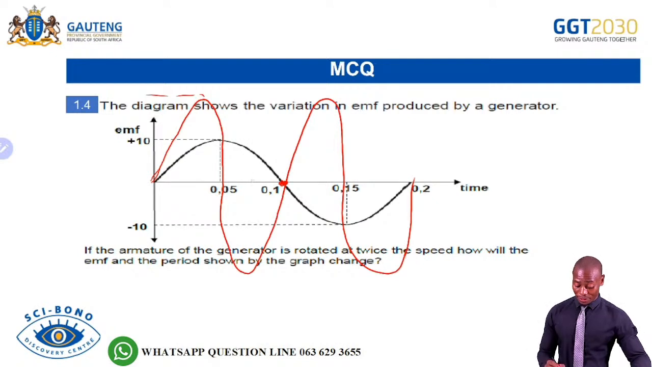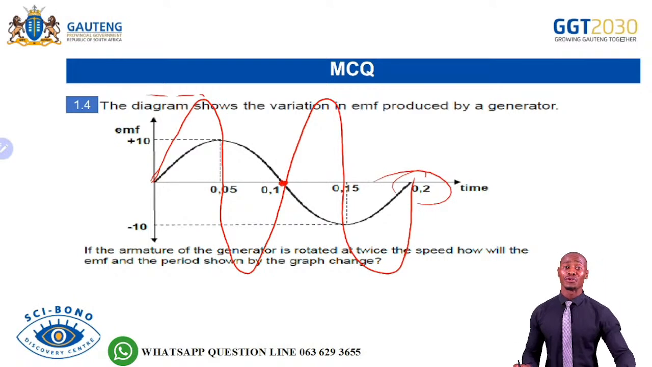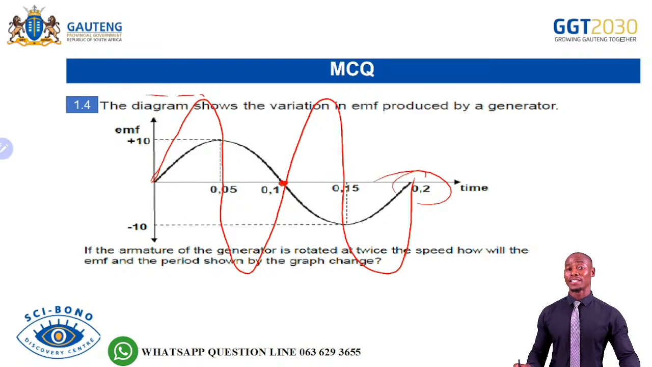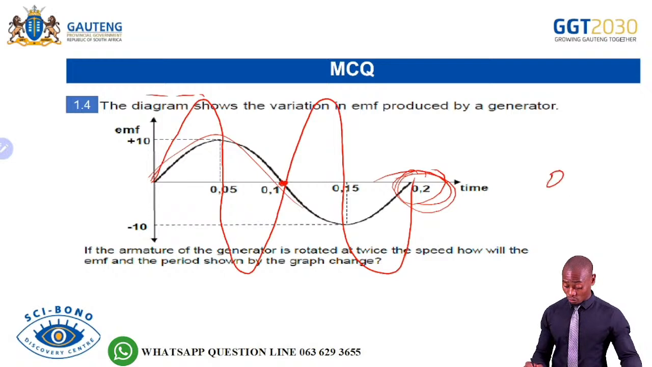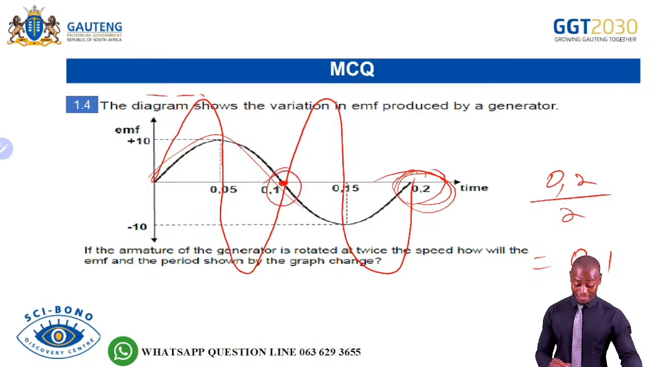Then what about the period? The period of this wave was 0.2, because you know what a period is, learners, right? Period is the total time taken to complete one wave. So the total time taken to complete one wave is 0.2. You can see this is one wave, so it's 0.2. So if the frequency is doubled, the period will be halved. So what is half of 0.2? Half of 0.2 will be 0.1. So look at the period now. It will be 0.1. Total time taken to complete one wave. You can see that. It's 0.1.